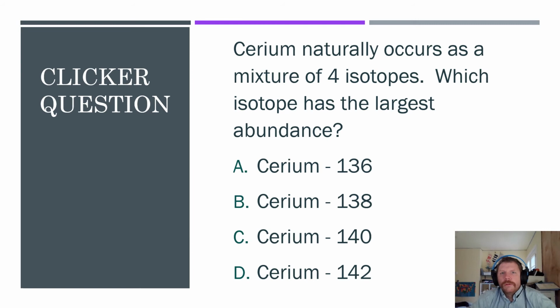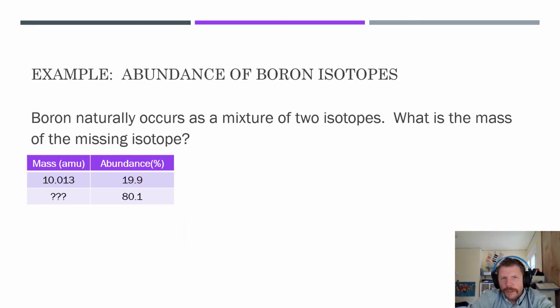Now, cerium naturally occurs as a mixture of 4 isotopes. Which isotope has the largest abundance? Okay, so another way to look at this sort of question would be to do basically the opposite. This tells us we have boron. And this question actually requires a little bit of outside information. I can get that from the periodic table that I pulled up on p-table. Boron has an average atomic mass of 10.81.